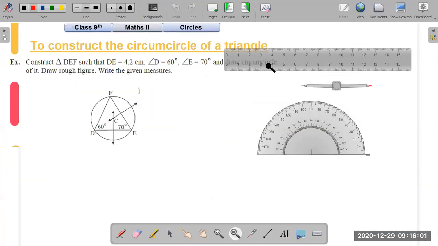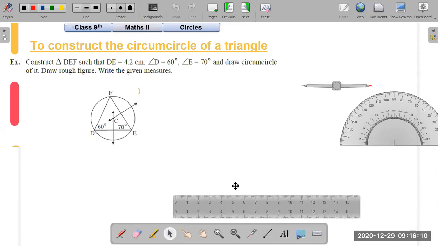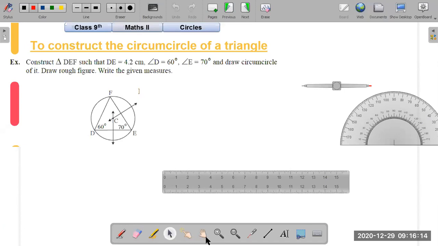We always start with drawing the given triangle. So we begin with drawing the base, which is 4.2 centimeters.